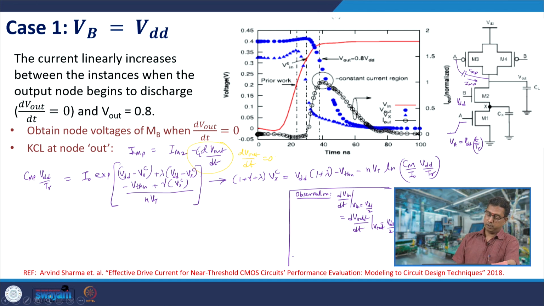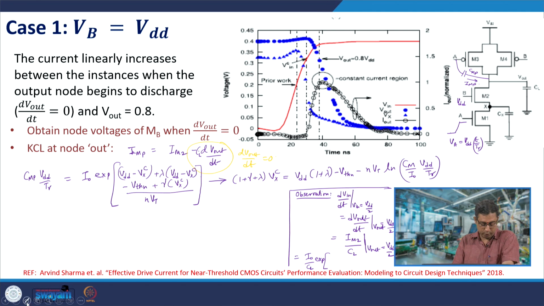Now, using this, as in the case of the inverter, we would say that this is equal to IM2 by CL for V out equal to VDD by 2. That is, it is the current at this point. The current at this point we already know, and we call it IH. So, what is that current? This would be equal to I naught by CL, so I naught exponential VGS at VDD by 2, V out is VDD by 2.